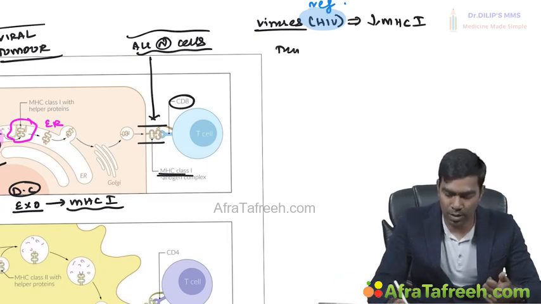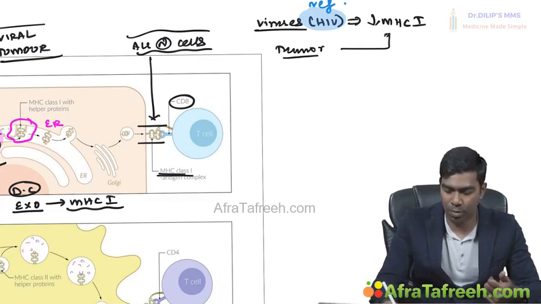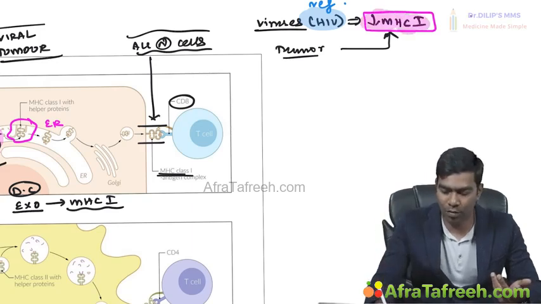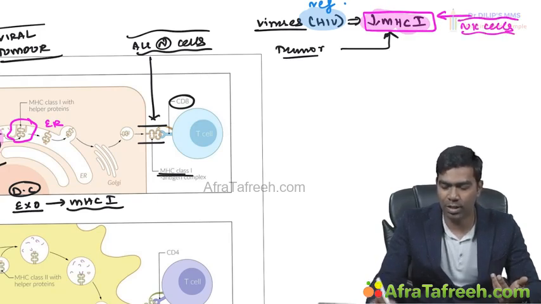Similarly, a lot of tumor cells also can down-regulate the MHC class 1 production so that they can escape the immunity and they can proliferate. That's the idea. But cells which have down-regulated or reduced expression of MHC class 1, we have another checkpoint and check process: they will be identified by NK cells. These are called natural killer cells.